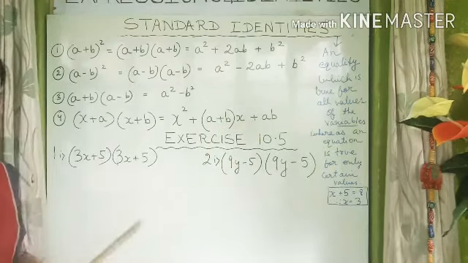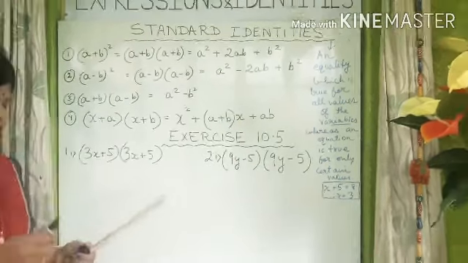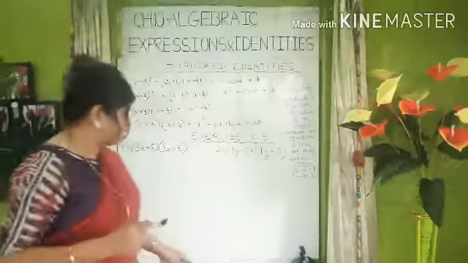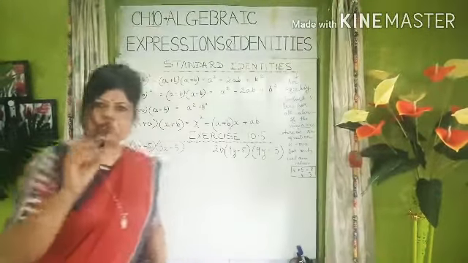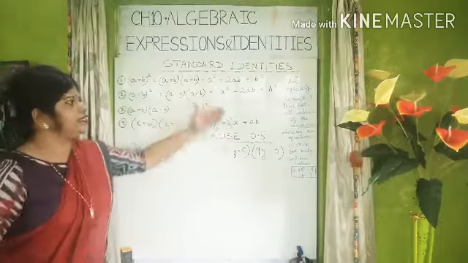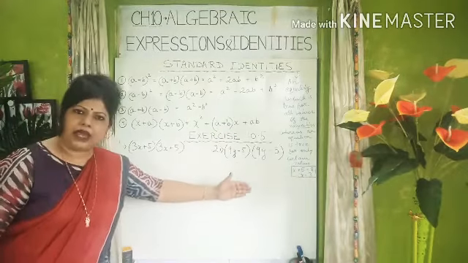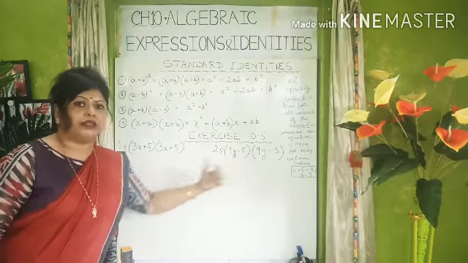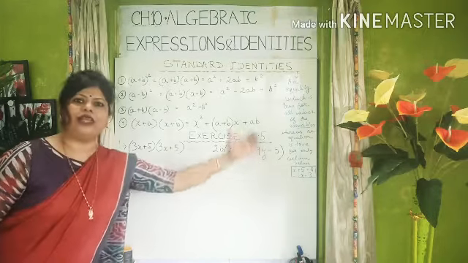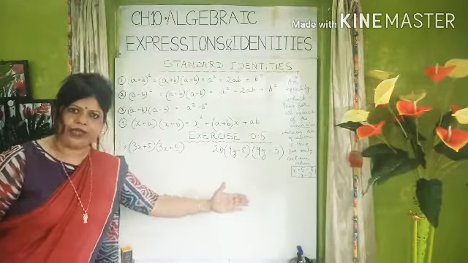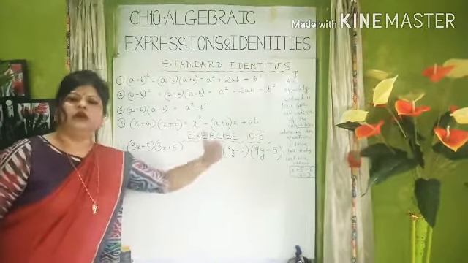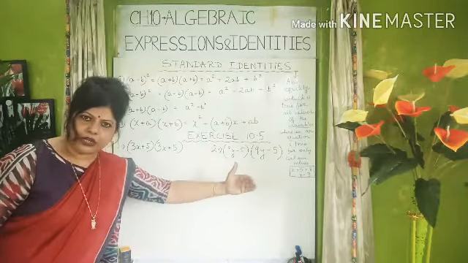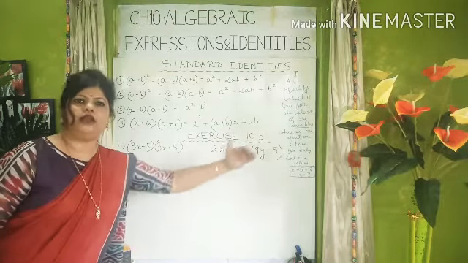So in exercise 10.5, students, we will be solving sums with these identities. You have to apply the identity. You have to write that using this identity I am solving this particular sum, and we shall follow that particular identity and we shall solve it.